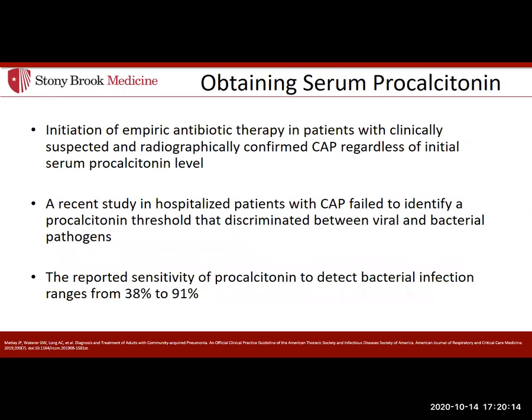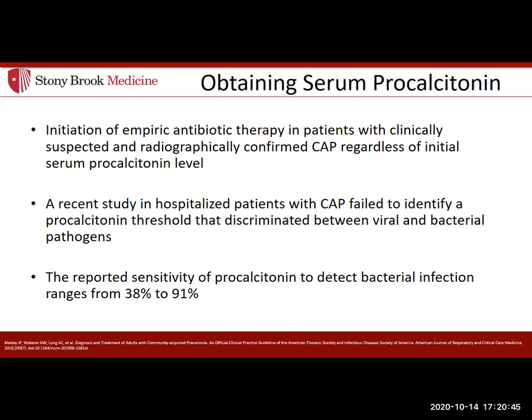Another measure that healthcare professionals may consider in the setting of suspected CAP is obtaining serum procalcitonin levels. Regardless of serum procalcitonin level, empiric antibiotic therapy in patients with suspected CAP is recommended. Generally, when we think of procalcitonin, levels less than or equal to 0.1 micrograms per liter indicate a viral infection, while levels greater than or equal to 0.25 micrograms per liter indicate a high likelihood of bacterial pneumonia.